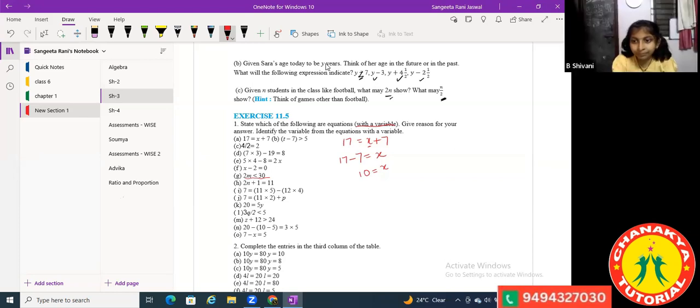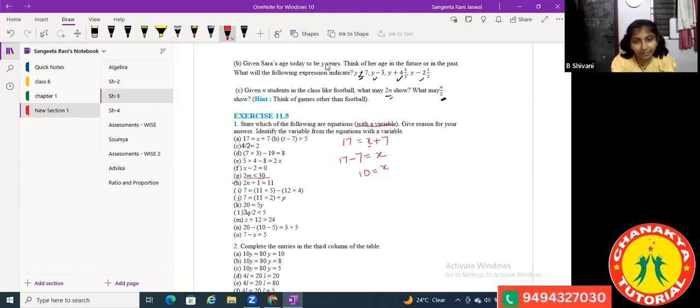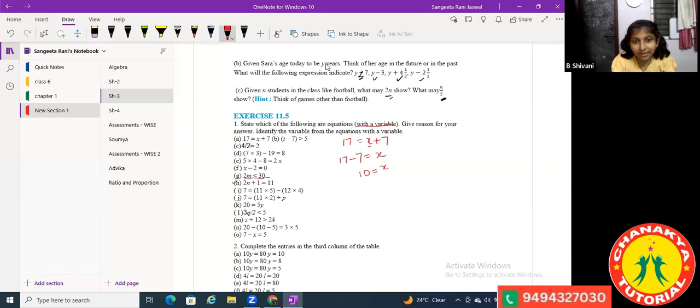Okay, ma'am. Now, this one. Tell me the H part, Shivani. Is this an equation? Yes, ma'am. Okay, good. This is an equation because the equal to sign is there.